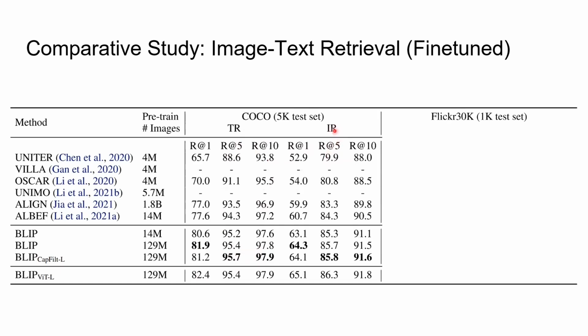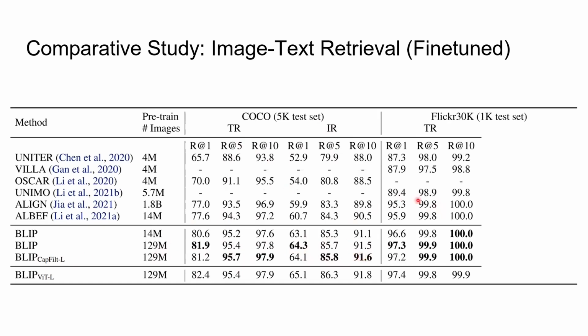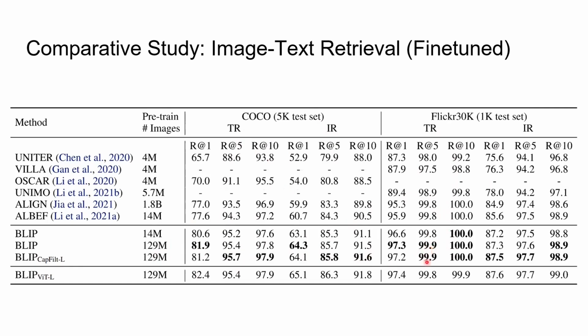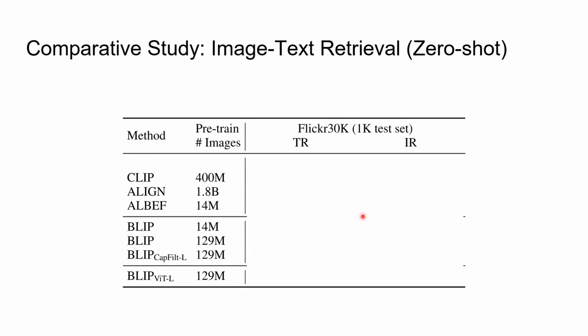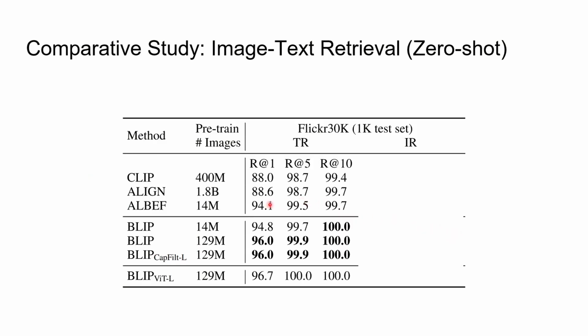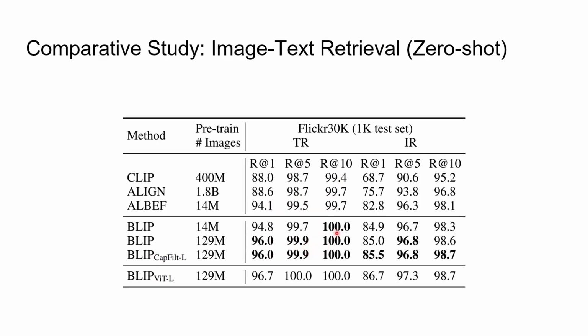You can see for image retrieval, once again, the BLIP performed the best. BLIP with 129 million pre-trained images, and then BLIP with caption and filtering. For Flickr, you can see for text retrieval, BLIP once again performed the best across the board. And for image retrieval, you can see the same sort of story. For image text retrieval, but with zero-shot, you can see on text retrieval, BLIP once again does the best. And for image retrieval, once again, it scores the highest recall values.